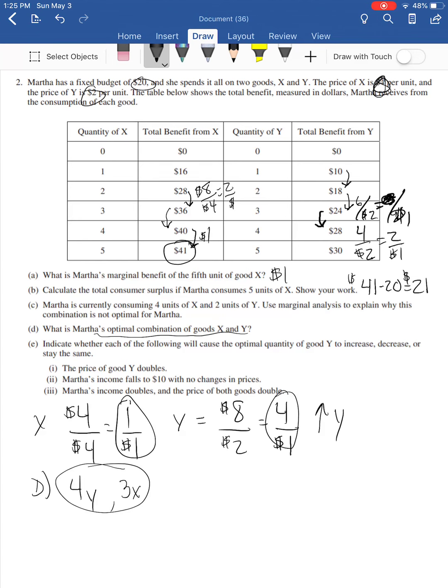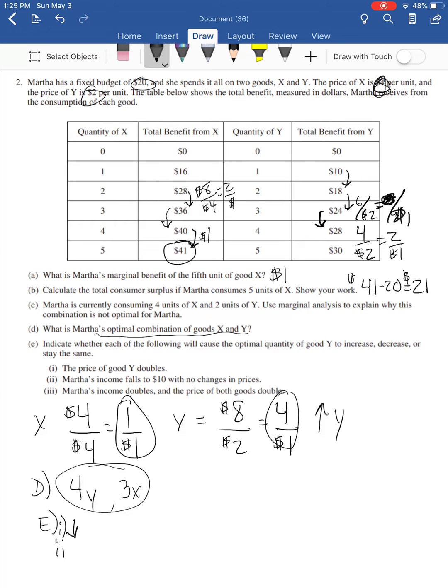And then letter E, indicate whether each of the following will cause the optimal quantity of good Y to increase, decrease, or stay the same. Well, if the price of good Y doubles, our ratios are not going to be the same anymore. So that would be decrease for that one. Because instead of maybe 2 units of benefit per dollar, it would be 2 units of benefit for $2, and it wouldn't be the same any longer.